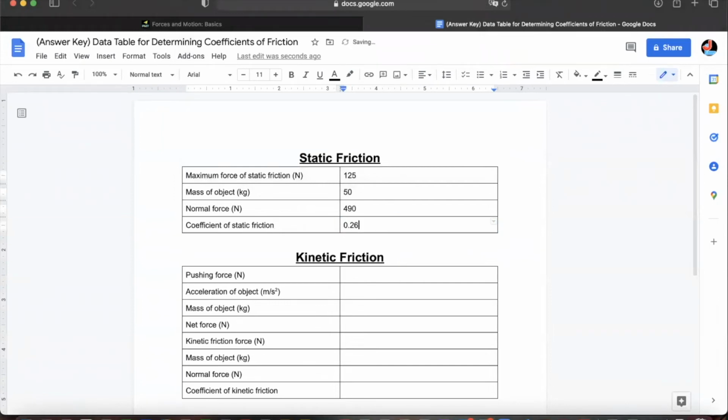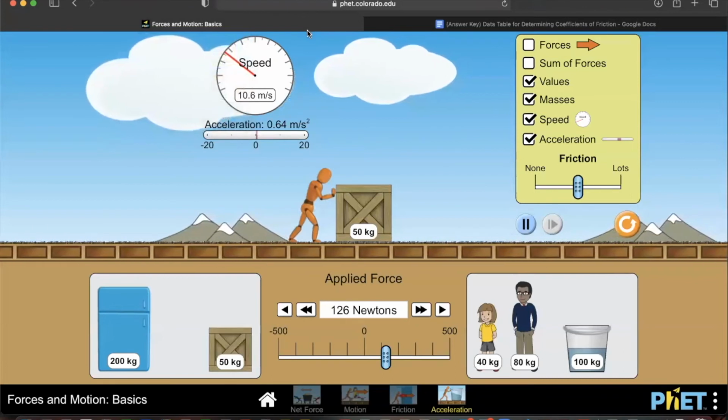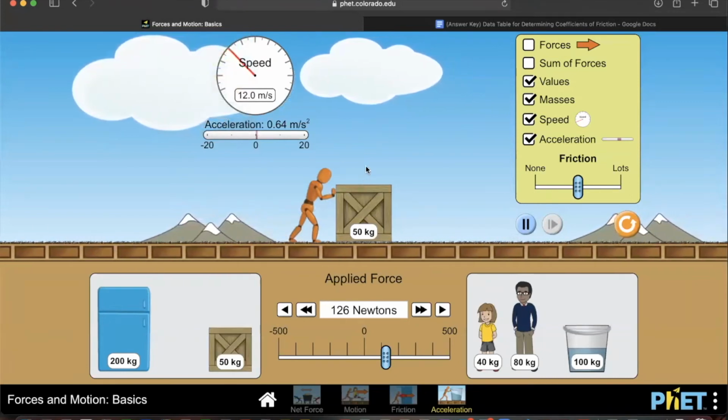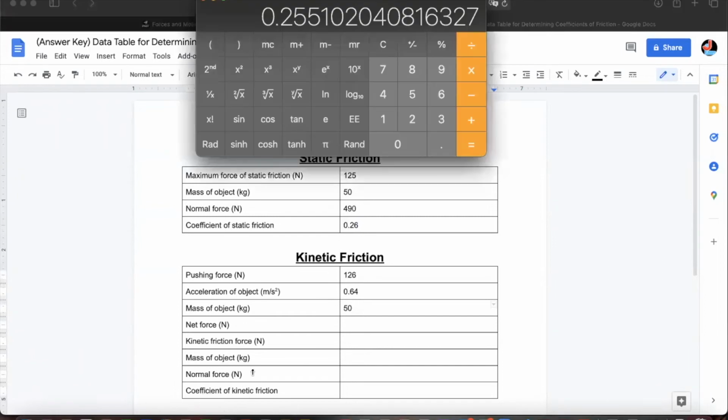All right, so now we're done with static friction. And for kinetic friction, first of all, the pushing force, you can use any force you want as long as the box is moving, but we're just going to use 126. So the acceleration of the object was displayed as 0.64 meters per second squared. The mass of the object is 50. And the net force is the acceleration times the mass.